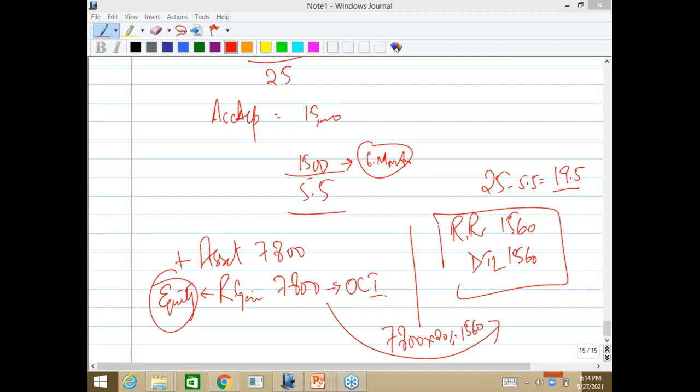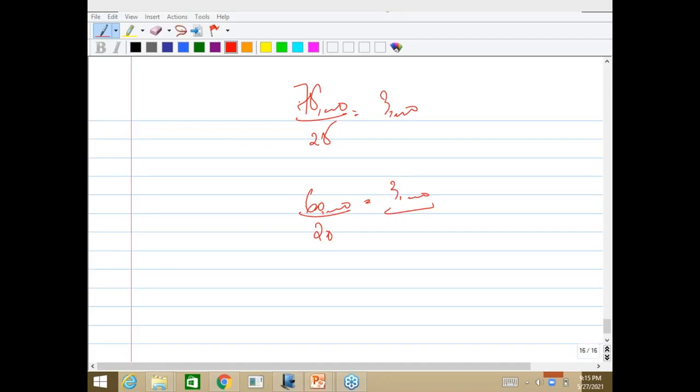If you start using this value, your answer will be the same, but you need to take the net book value. Now you wanted to say this: when you divide 75,000 by 25, you got the value of 3,000. Similarly, when you divide 60,000 by 20 years, you will also get the same value, 3,000. So if you are using the remaining life, you need to take the net book value as well.